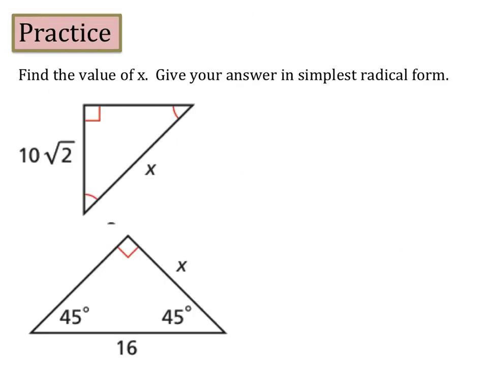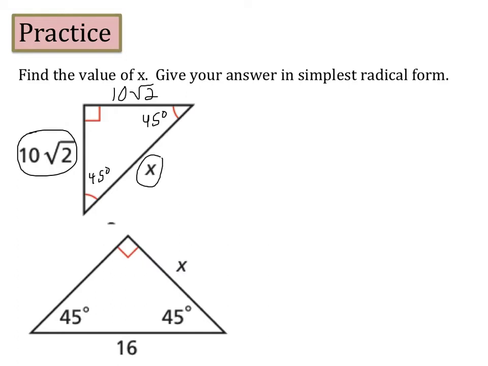In these two practice problems, we're still finding the value of x and want to give our answers in simplest radical form. So these are both 45, 45, 90 triangles. Now I know that this side here is 10 times the square root of 2. This is one of the legs. So since this is 10 times the square root of 2, I know that this side has to be 10 times the square root of 2 as well.